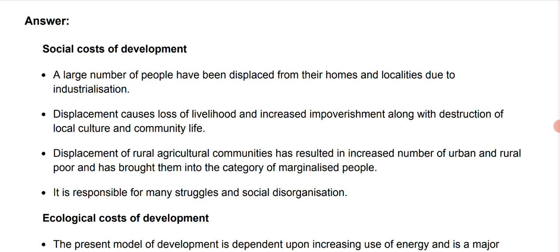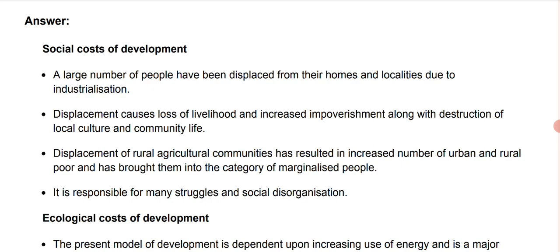A large number of people have been displaced from their homes and localities due to industrialization. Heavy industrialization has been done. People were displaced due to construction activities, for example dam construction for electricity generation, and several other examples may be there. Displacement caused loss of livelihood and encouraged impoverishment along with destruction of local culture and community life.